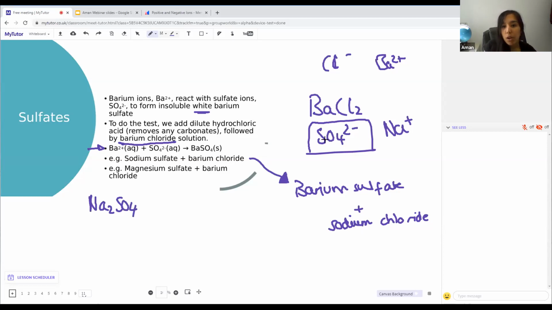React it with barium chloride, which I've already written up here, and that's because barium has a 2+ charge, chloride has a -1 charge, so when they react, we get BaCl2. It's then going to produce barium sulfate. This one's slightly easier because barium's a 2+ charge, sulfate's a 2 negative charge, we just get BaSO4. We don't need any extra, the ratio is just 1 to 1.